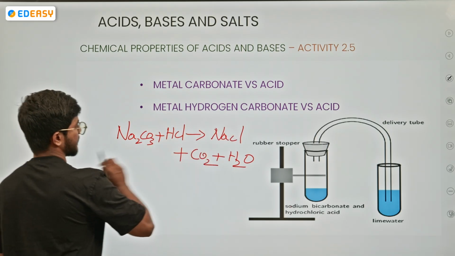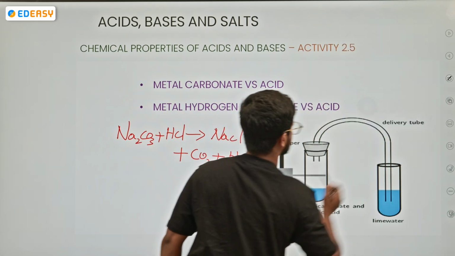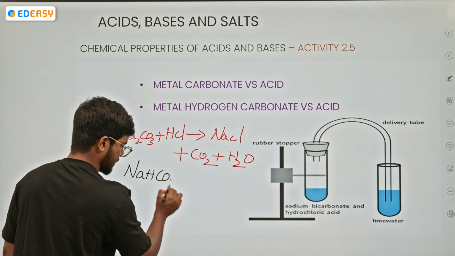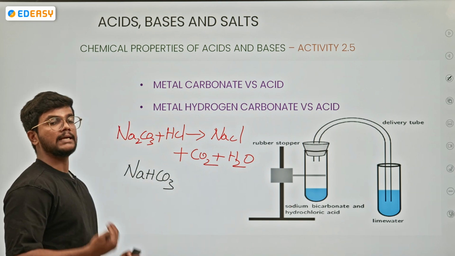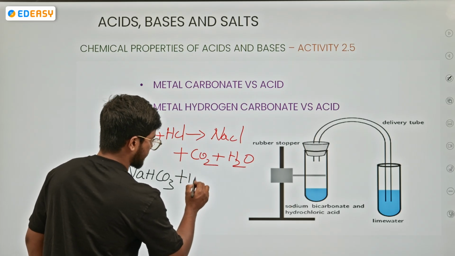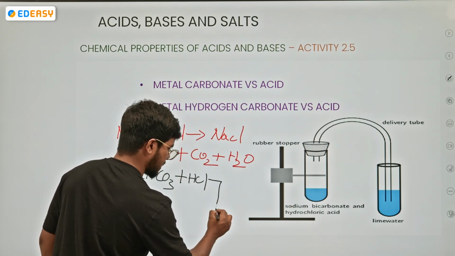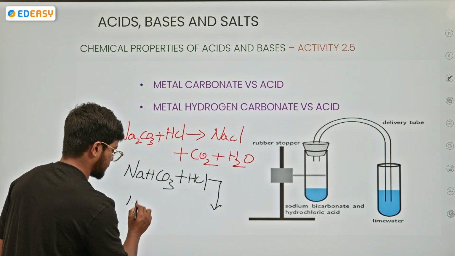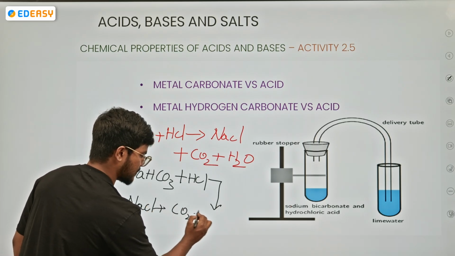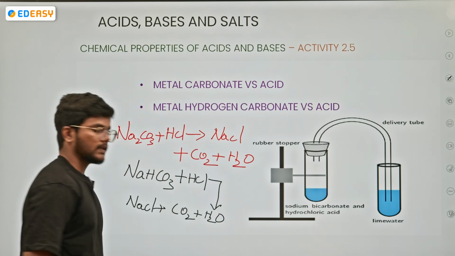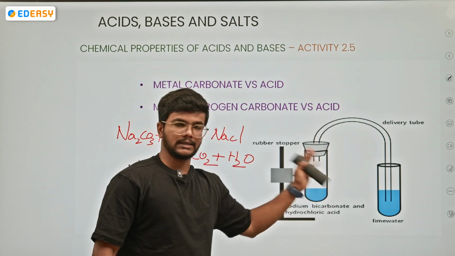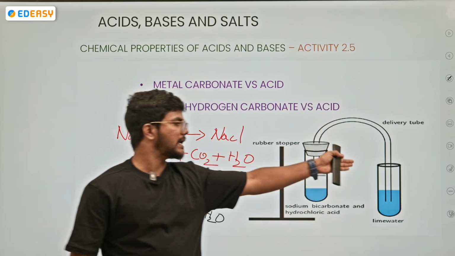Next, metal hydrogen carbonate. Sodium hydrogen carbonate is called metal hydrogen carbonate, or metal bicarbonate, sodium bicarbonate. When it reacts with HCl, it gives the same products, NaCl, but in a different proportion, plus carbon dioxide plus H2O. Why are we using a delivery tube to transfer the gas into the other test tube?